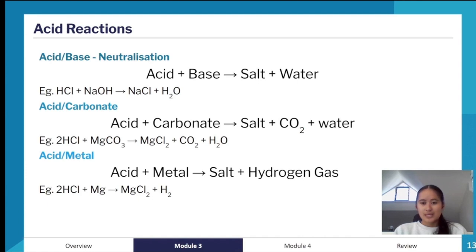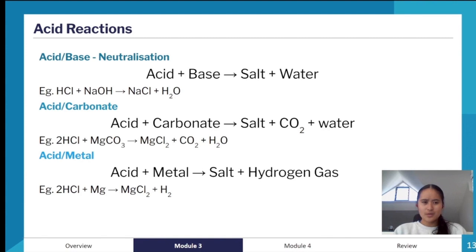But an important thing to note is when you perform this type of reaction, since carbon dioxide is being formed, what you'll notice is there will be bubbles coming out of the solution. So whenever you see bubbles, that means that there's a gas being produced, and it's just a matter of being able to tell what gas is being produced.